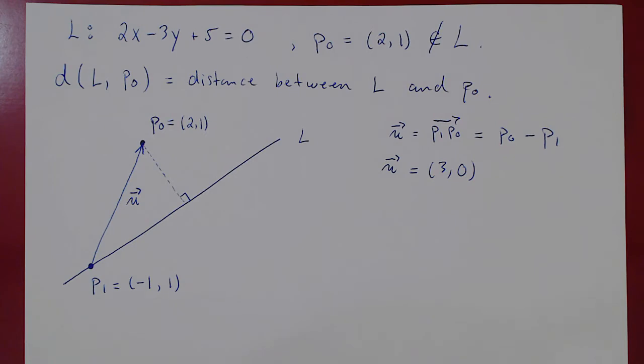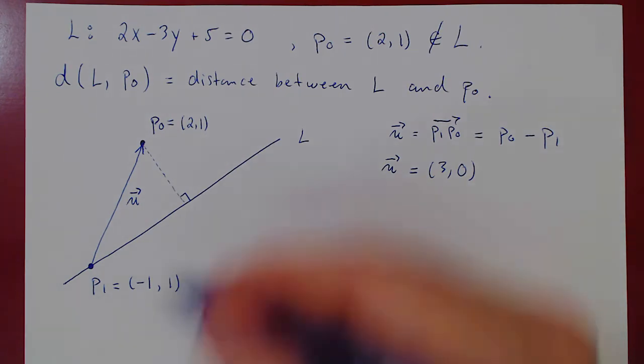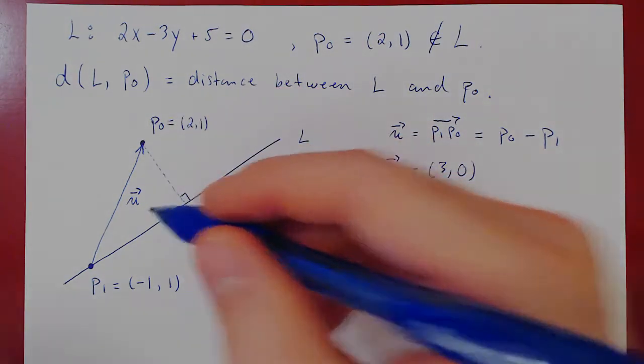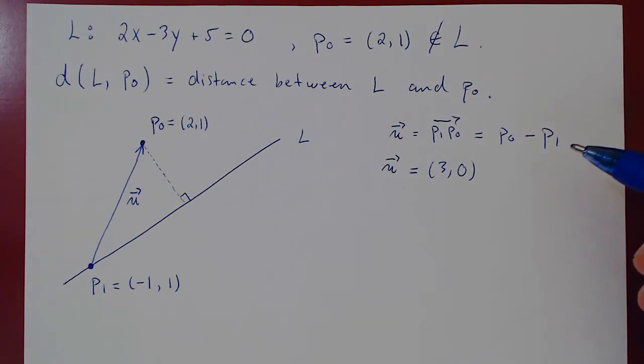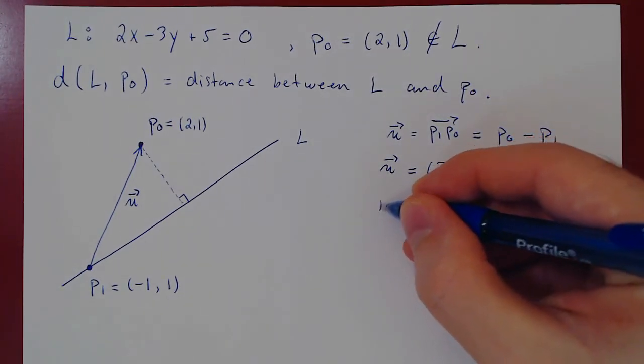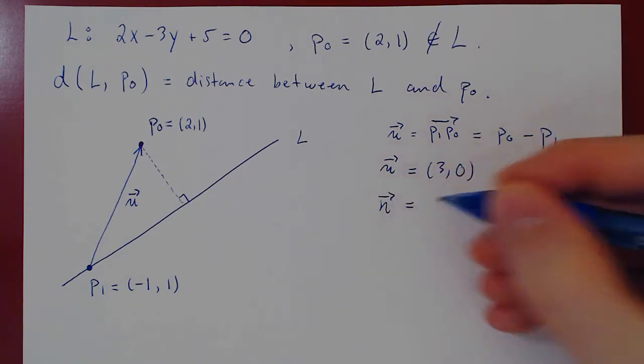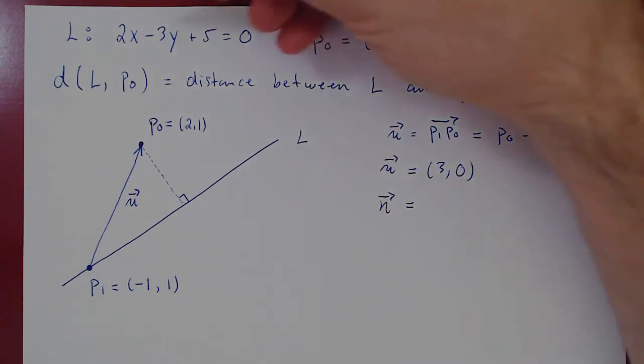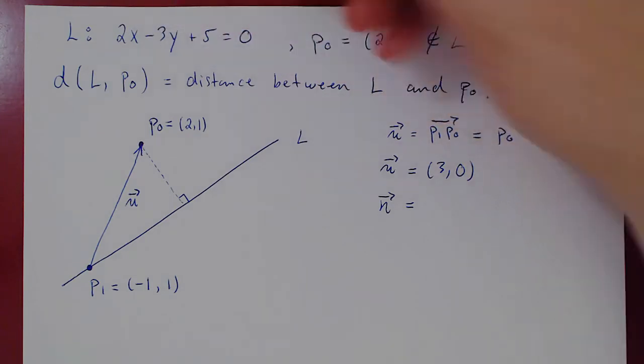The question is now, how do we find the distance, the length of this line segment? Well, one thing we haven't included is our normal vector, the vector n, the normal to the line given by the coordinates (2, negative 3).